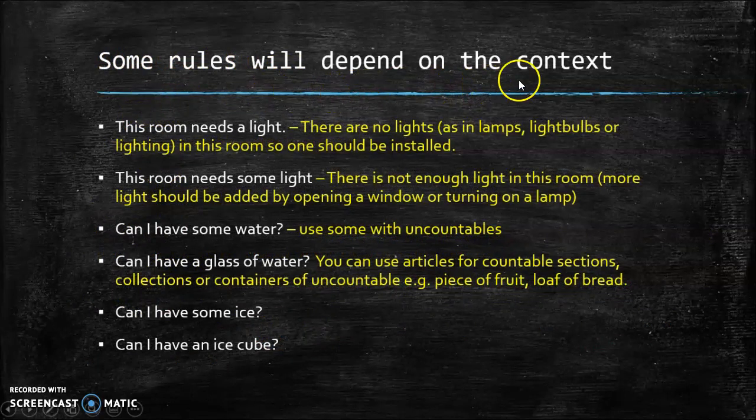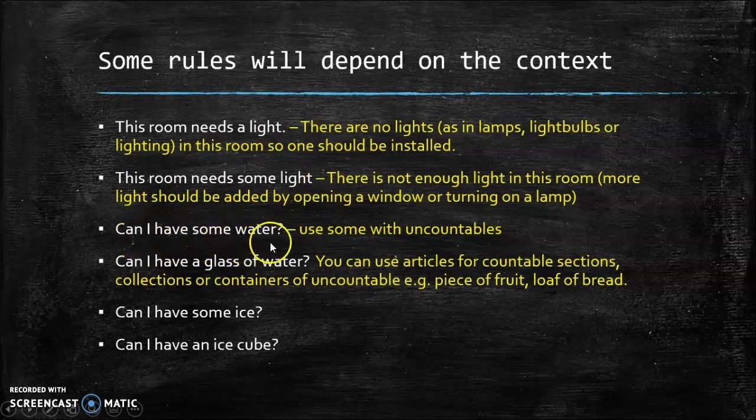Some rules will depend on the context. This room needs a light. This means that there are no lights, as in lamps, light bulbs, or lighting, and the room should have one installed. But this room needs some light means that the room is a bit dim or dark, and that we could open a window or something in order to let more light in. So there's the difference between "a" and "some", changing the meaning of the sentence.